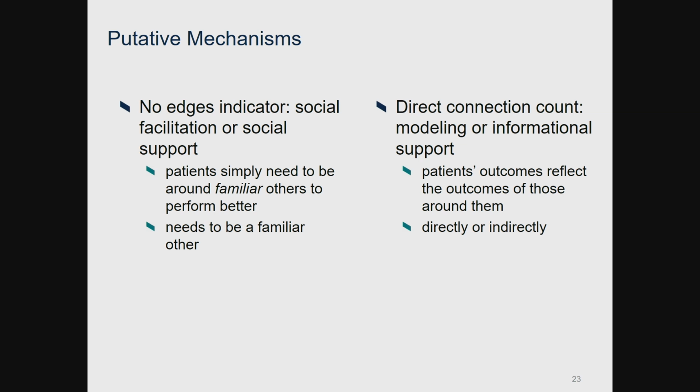So the no edges indicator is likely something going on like social facilitation or social support, where being around a patient who you're consistently seeing over time, that alone has a beneficial effect on you and can help reduce mortality potentially. Whereas the direct connection counts are something like modeling or informational support, where the health status of the person that you're around is important.